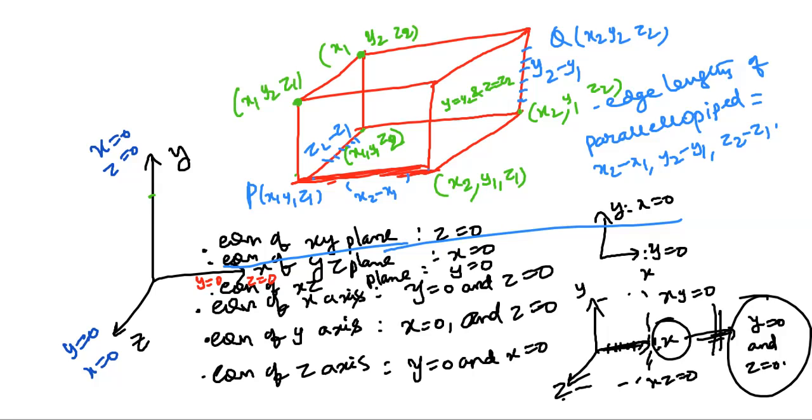So 1, 2, 3. And this vertex, as you can see, is the intersection of this plane, as well as this plane, as well as this plane. So all of these are parallel to xz, same y, and will have the same y2. And all of these will be parallel to xy, same z2. And naturally, the x is obviously x2.